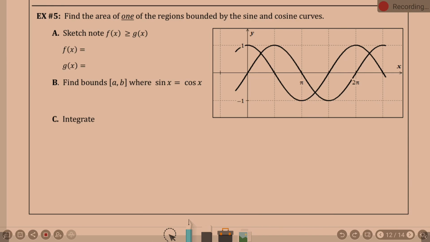Which one do you want to find? Left, right, all. I'm just kidding. None of them. I'm going here for the one I'm sketching, or I'm shading in blue.